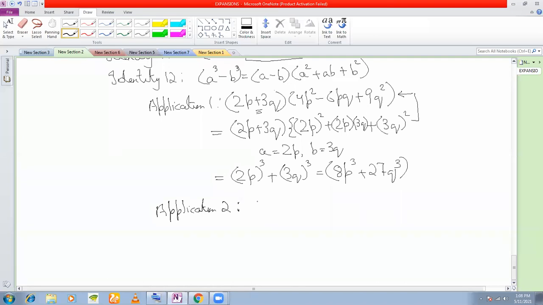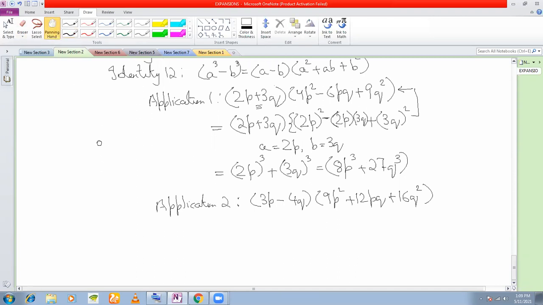You have 3p minus 4q into 9p square plus 12pq. Excuse me, sir. Yes, tell me. Sir, in application one in the second line, you have written 2p whole square minus, plus 2p. Yes, this should be a minus sign. Fine. Okay.